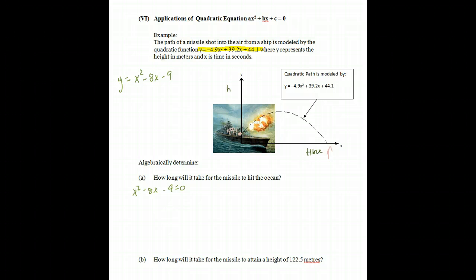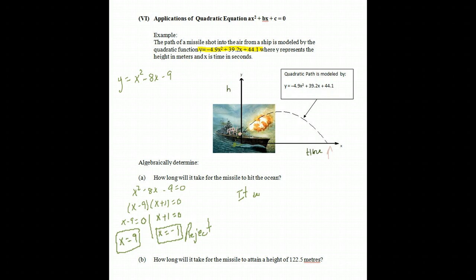And now we factor. Factoring, we have two answers, 9 and negative 1. The negative 1 would refer back to here. Well, that can't be an answer because it's referring to time. So we reject this answer. And we go with our 9 seconds. So it would take 9 seconds for the missile to hit the ocean.